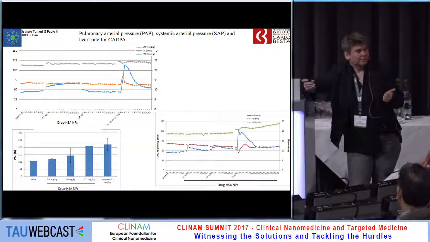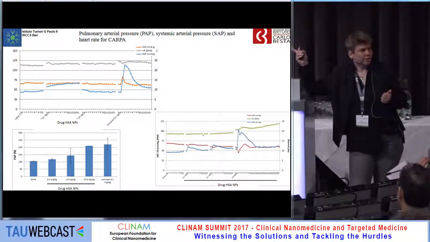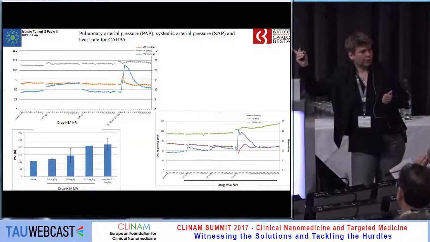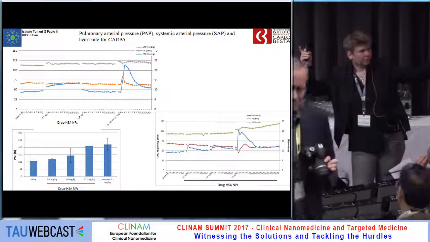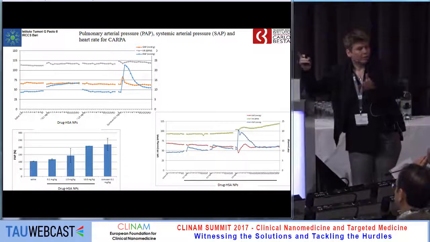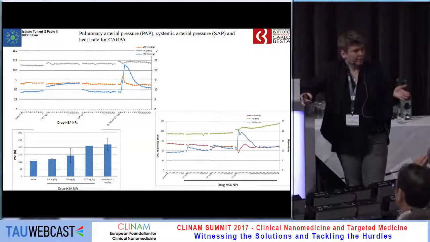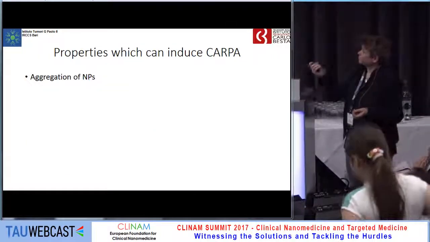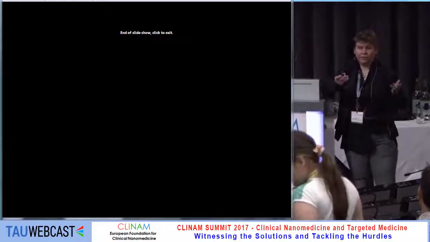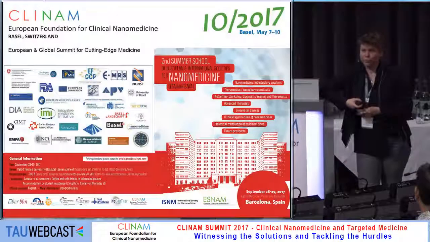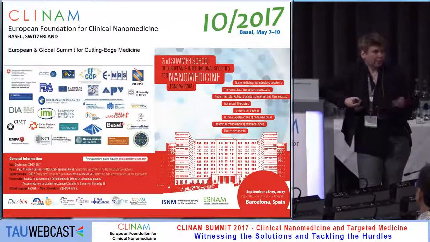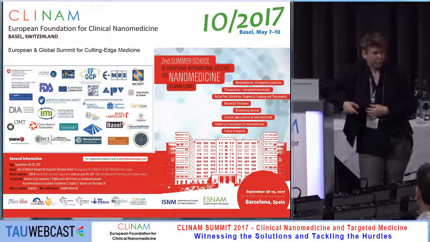Size seems, on the basis of these results, not really to matter, because we have either very small nanoparticles like the striped nanoparticles, which are only 5 nanometers, or we have 200 nanometer nanoparticles. But they didn't cause kappa if they are not aggregating to microparticles. So that's more or less it. I'm thanking the Cosmophos project for financial support. And I thank you for your attention, and I'm waiting for questions.